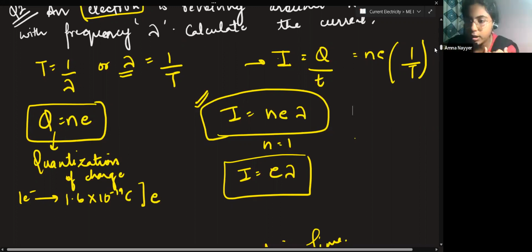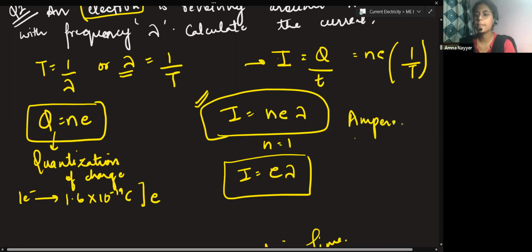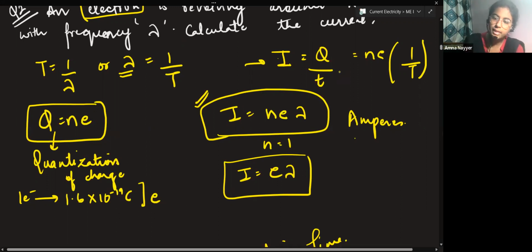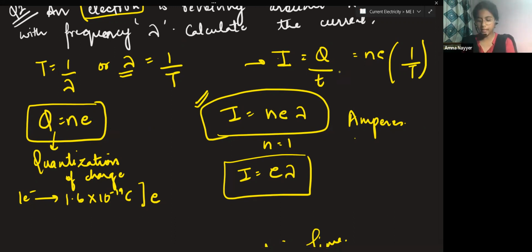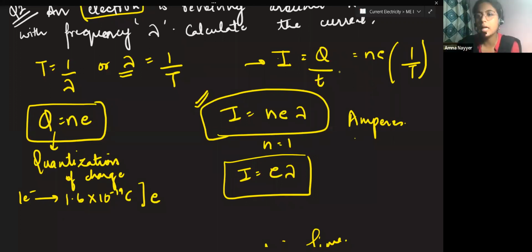Now, the SI unit, you should keep in mind, is amperes. Ampere is the SI unit of current, denoted by capital I. What is the SI unit of electric charge? Yes, class? Must have used it, electric charge. Ampere is for current. Coulomb. Exactly. Electric charge has the SI unit coulomb.